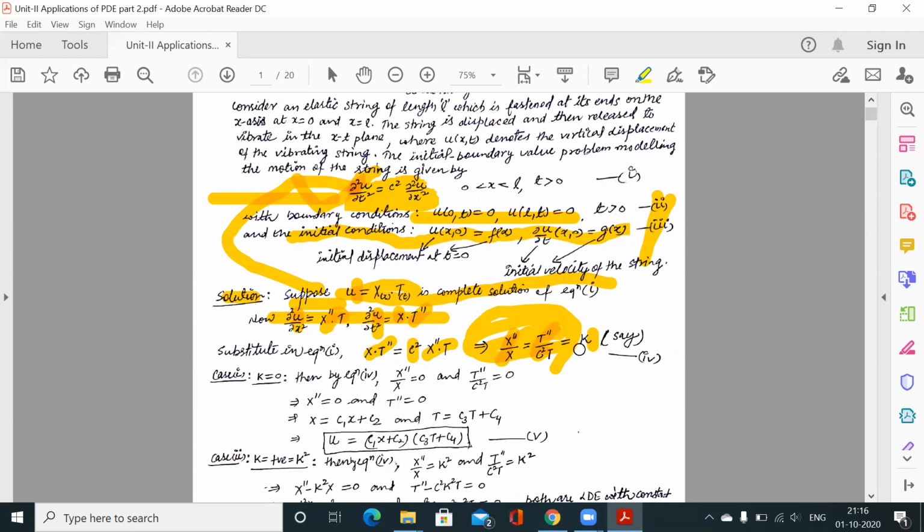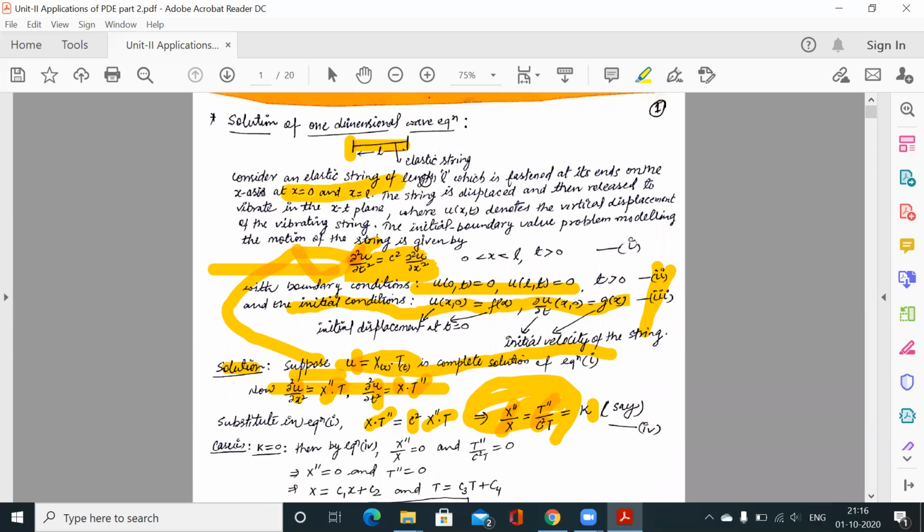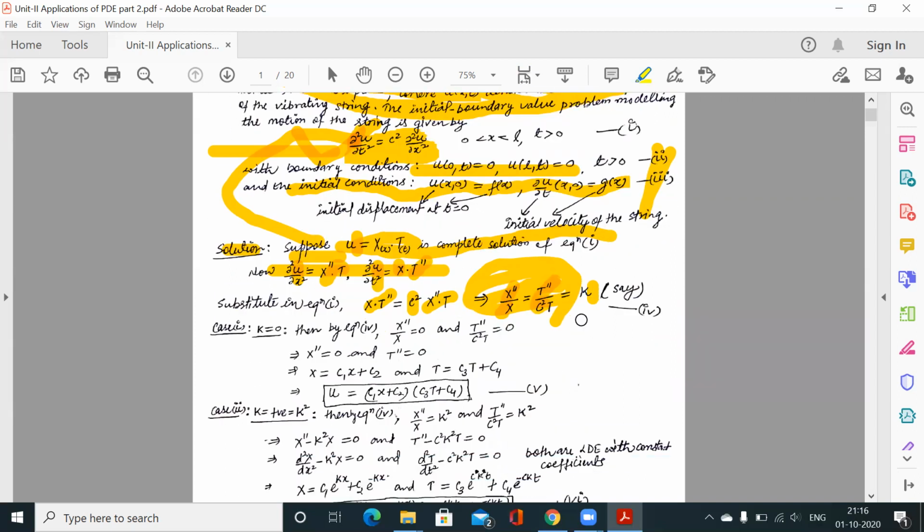Either this constant is zero or negative or positive. Clear? Either this is negative, zero or positive. In these three cases we will get three different answers, three different solutions. So out of those solutions we have to select one which satisfies the nature of the given differential equation, the vibrations. So we will check all three cases in standard partial differential equation, whether it is wave equation or heat equation or Laplace equation. We have to consider all three cases, whether k is zero or negative or positive.